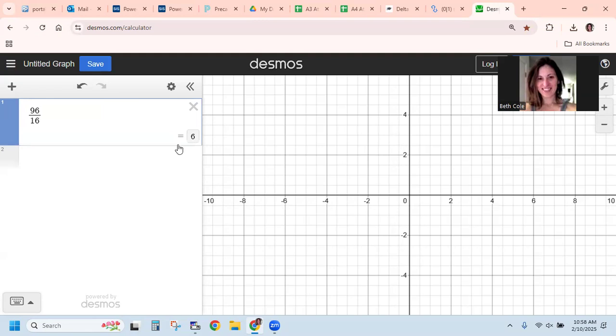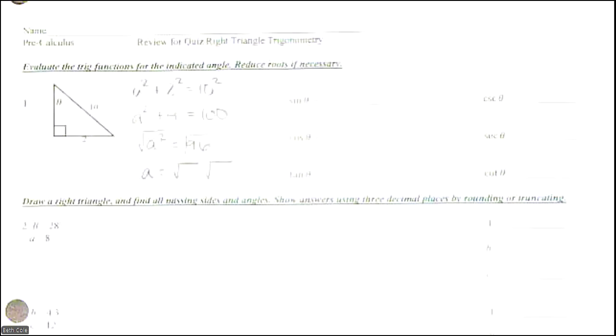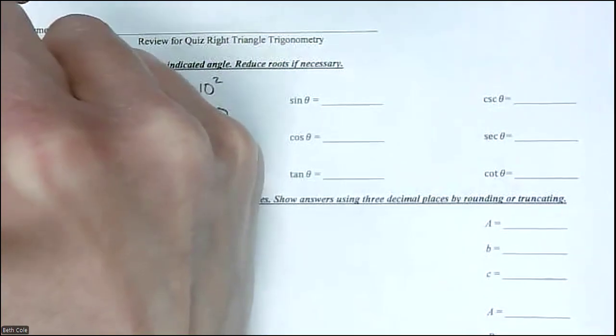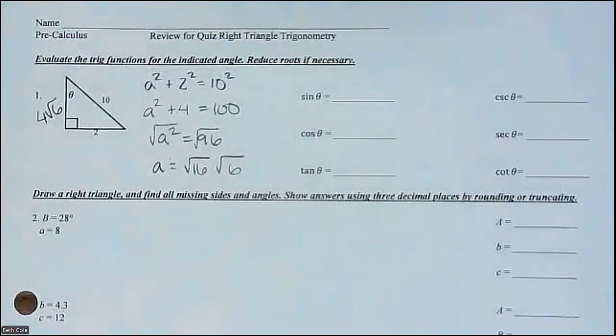Good guess. 16, and then the other number is 6. So, yes, it is 4 square root of 6. We don't do negatives because it's a side of a triangle and you don't have negative distances.